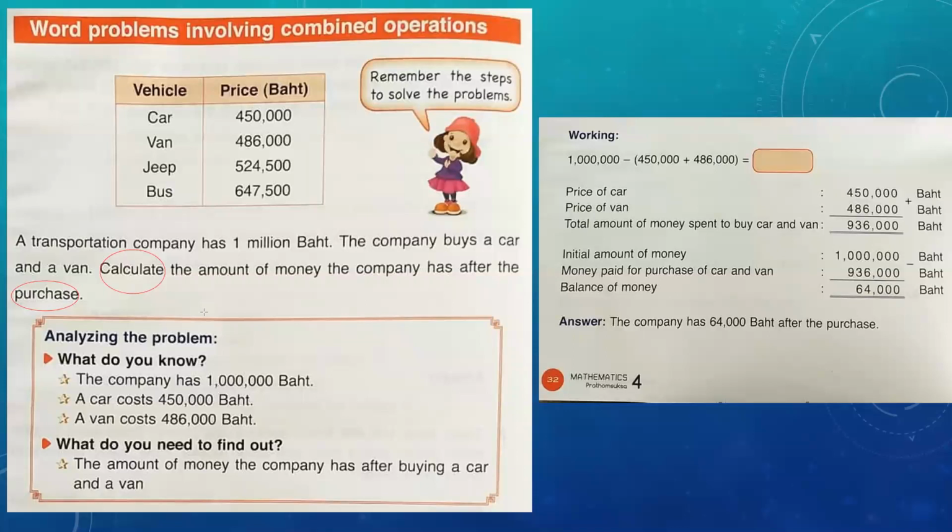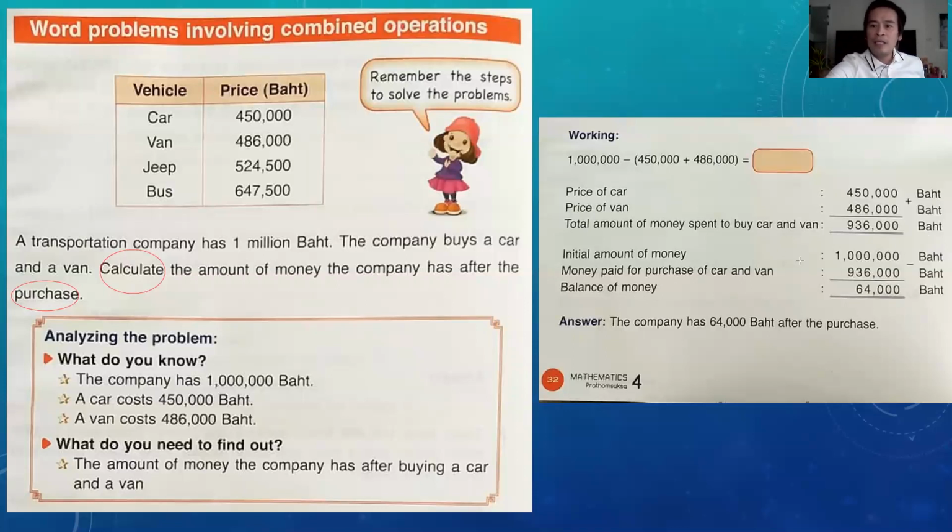So first, analyze the problem, and then here's the working. 1 million baht is the original or initial amount of money, minus the brackets, open and close parentheses, 450,000 for the price of car and 486,000 for the price of van. The total amount of money spent to buy car and van is 936,000 baht.